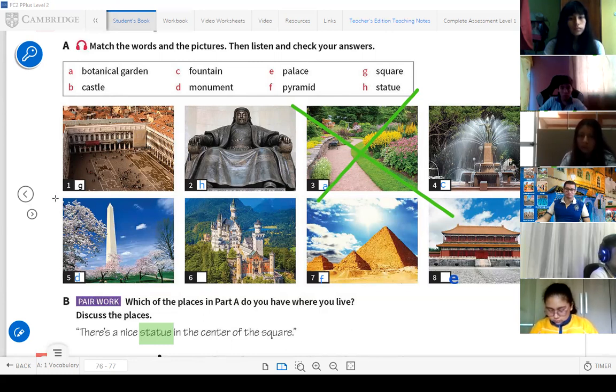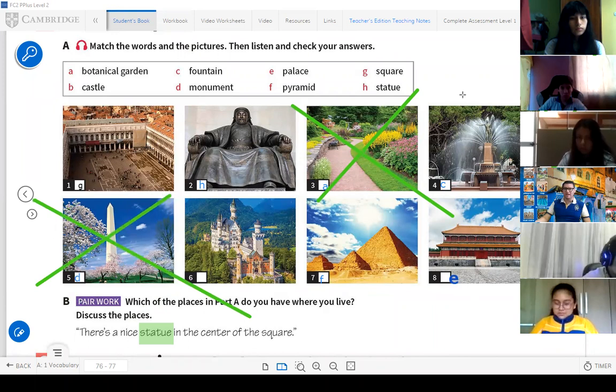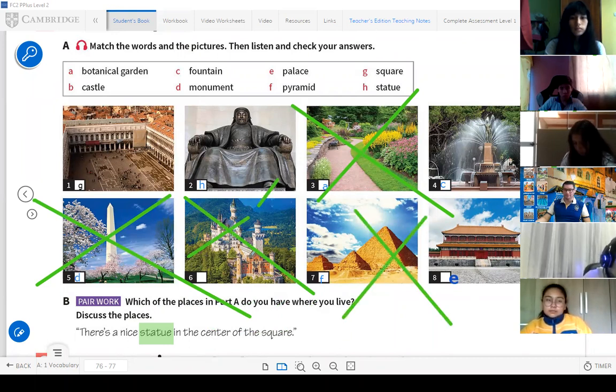Yes or no? Do we have monument in Huánuco? There is a monument in Huánuco, or there isn't a monument in Huánuco? I don't think so, right? I think we don't have monument in Huánuco. What about castle? No way, no, in Huánuco, there isn't a castle. What about a pyramid? No way, in Huánuco, there isn't a pyramid, right?